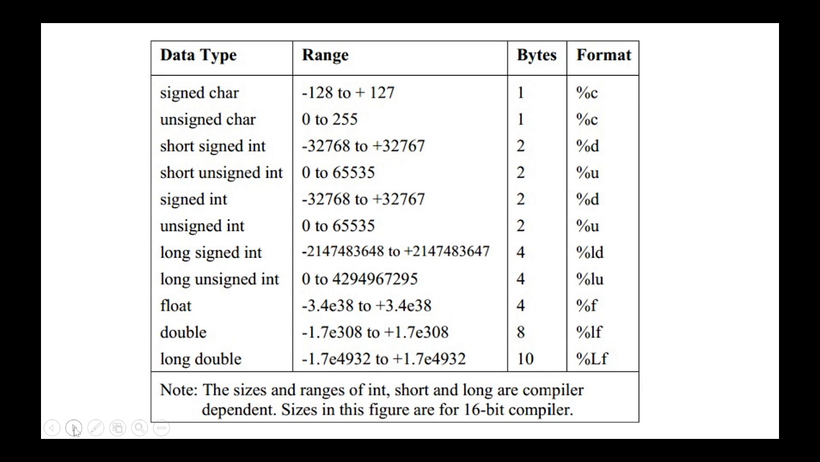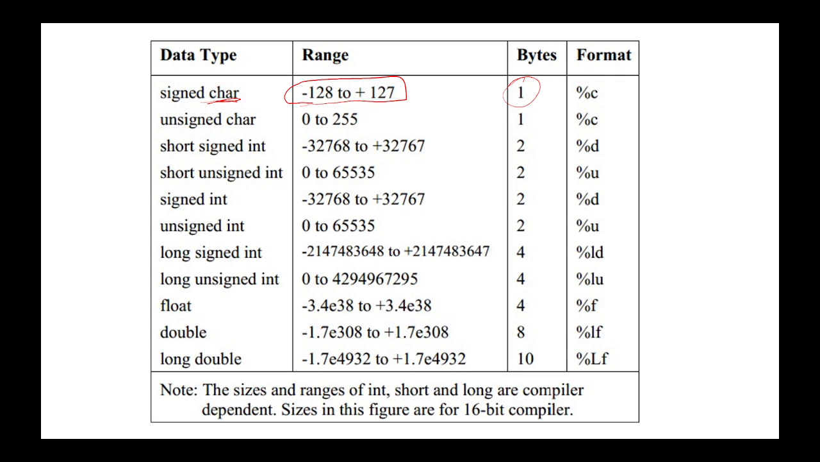As discussed in the previous slide, the memory allocation and the range are one or two of the most important applications of specifying the data type. Now signed char is a data type and the range of values that it can take is minus 128 to plus 127. The amount of memory that is allocated for a signed char variable is 1.